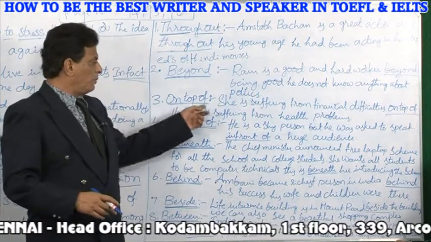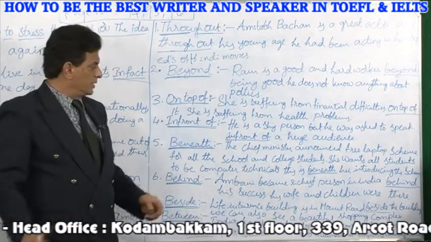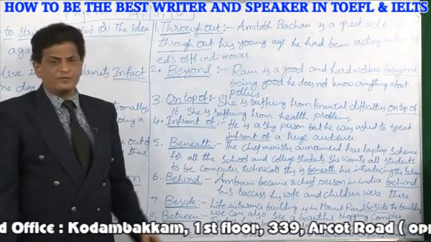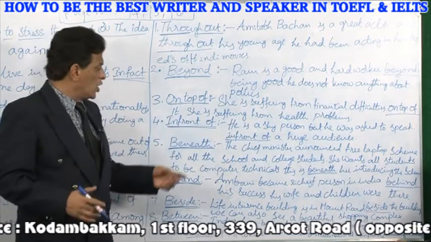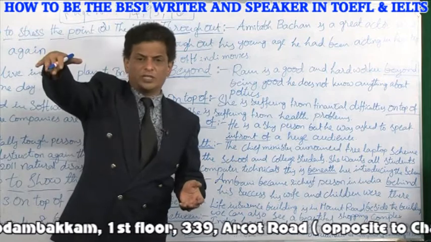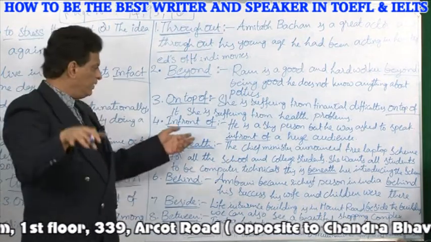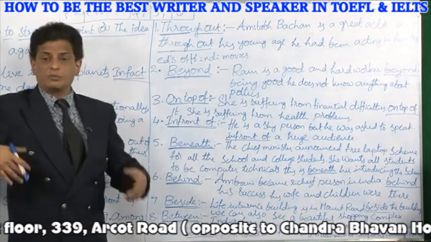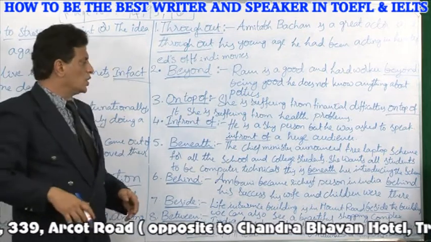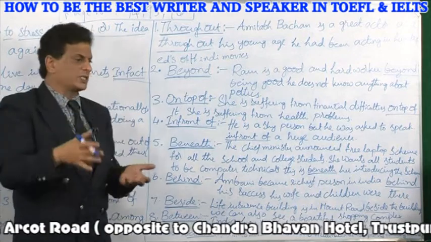Next, on top of. She is suffering from financial difficulty. She doesn't have money. She has a problem. On top of it, she is suffering from financial difficulties. On top of it, she is suffering from health problems. She is having health problems also. So, on top of means it is a location.